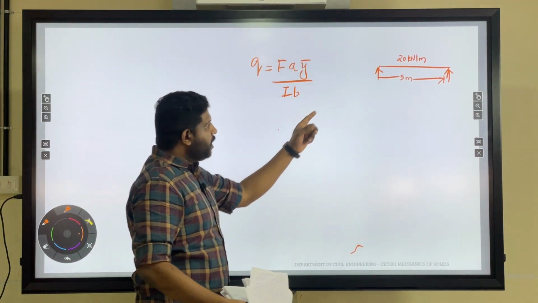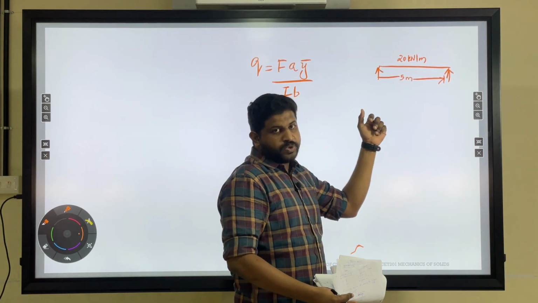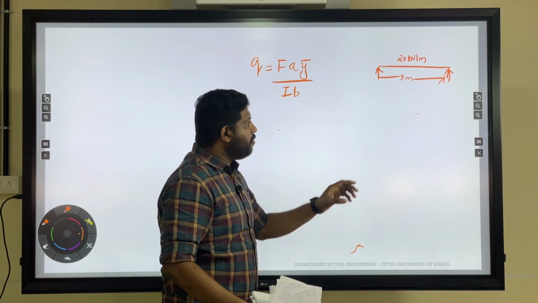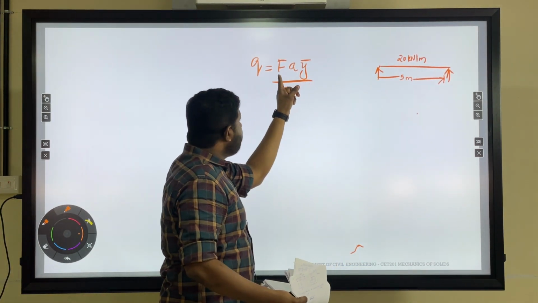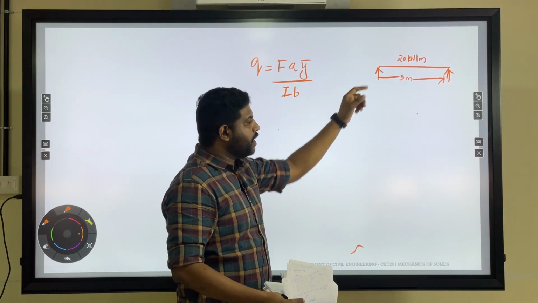Critical section means it is a section where the shear force value will be maximum as per this question. So when you consider a simply supported beam, shear force will be maximum at the supports. So we want to consider the force F as the support reaction, because here the maximum shear force will be occurring at the support.